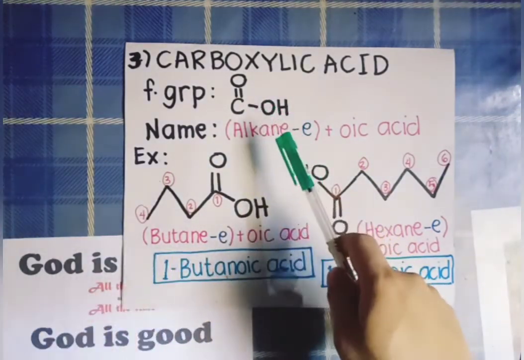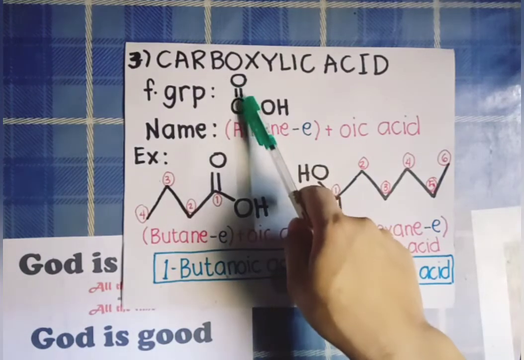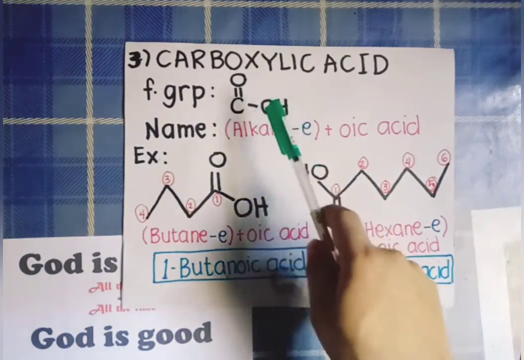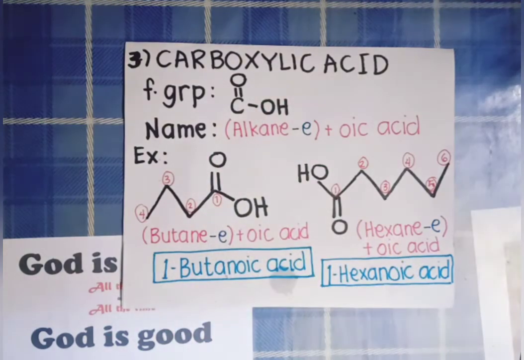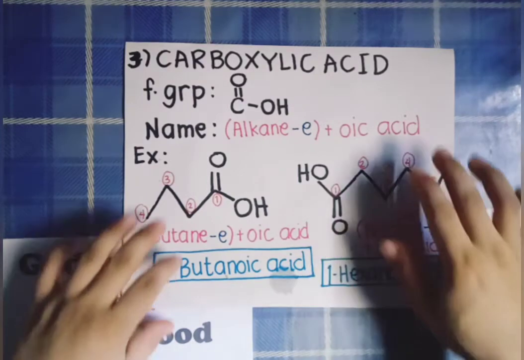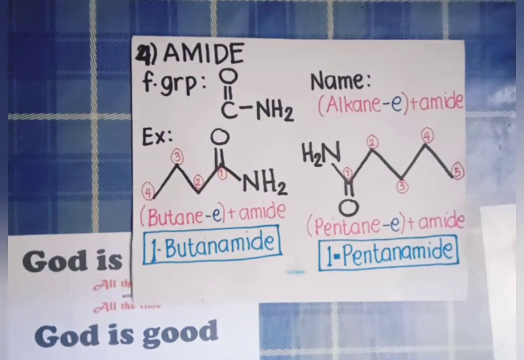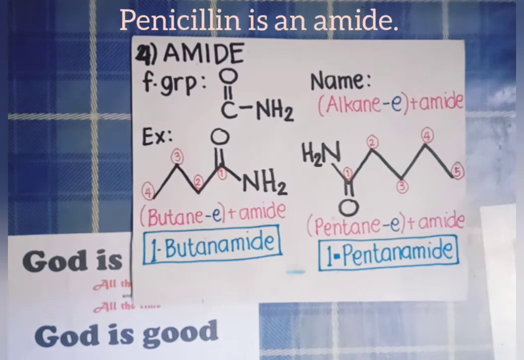Now, in carboxylic acid, we have here the OH group. But what if, for example, we have here C double bond O and the same carbon bears an NH2, an amine group here? Is that still called carboxylic acid? Obviously, no. But that is actually now called an amide. Amides are primarily used in the production of many drugs. In fact, one type of antibiotic named penicillin is an example of an amide.